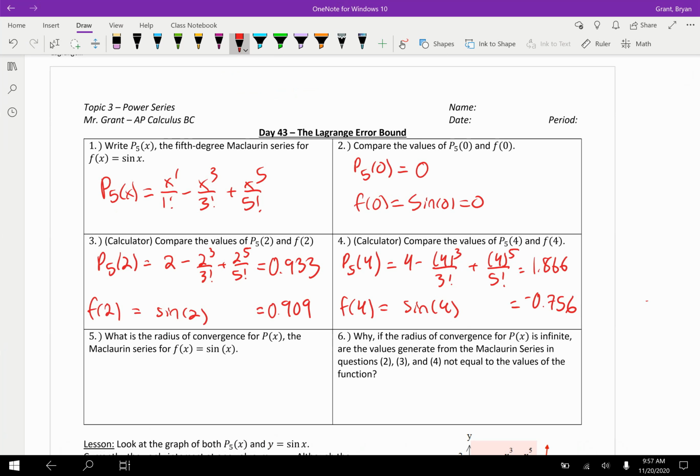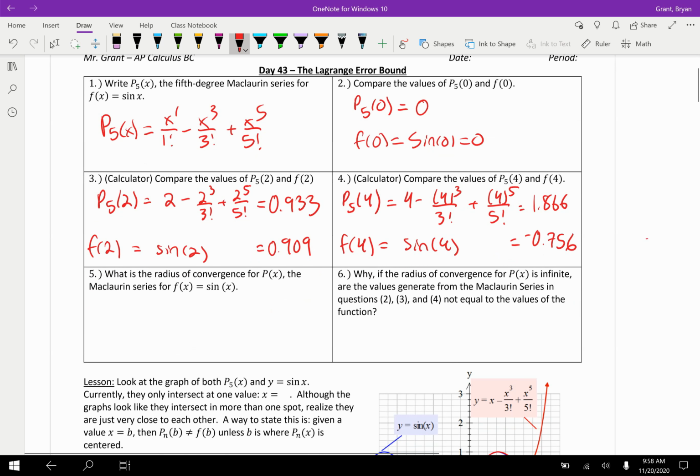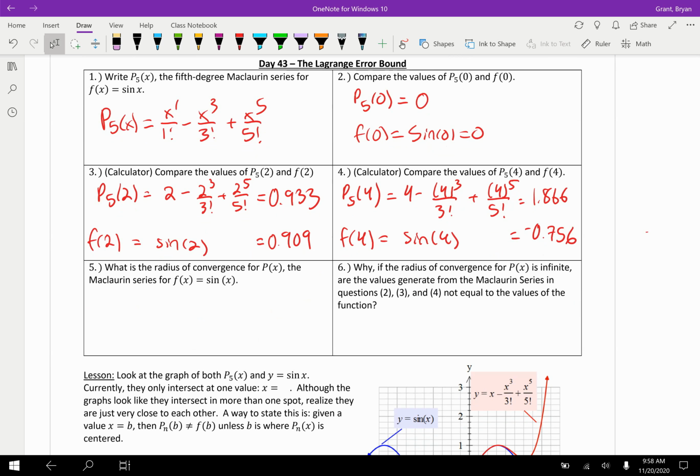All right. 5. What's the radius of convergence? Well, you could do the ratio test here, but it's going to be kind of silly because we should know the radius of convergence. Sine is continuous in both directions. There's no weird discontinuities. This radius of convergence is infinite. Right? And what that means then is that P of x, my polynomial, should look exactly like sine of x. They should be giving all the same answers.